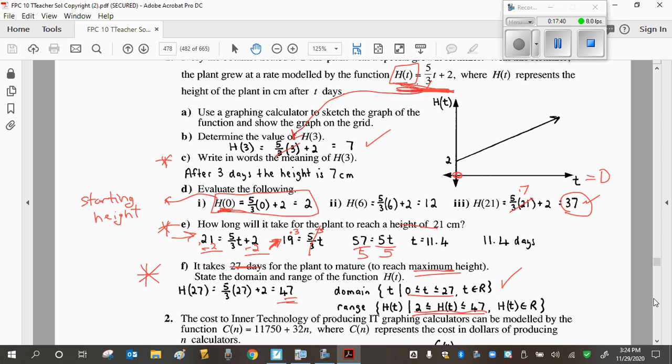A lot of subbing in, very similar to table of values where I give you x and you just sub it into the function. You get y. In this case, you're given t in 4 of the questions. And then in 2 of the questions, you're given the height, and you have to solve by adding or subtracting first.